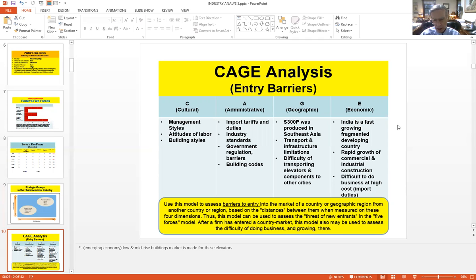And Ghemawat came up with 4 criteria, and he wrote quite a bit about them and this method. But those 4 criteria are culture, administration, geographic distance, and economic. So let's talk about those just for a moment, and then we'll get into them a little bit further.